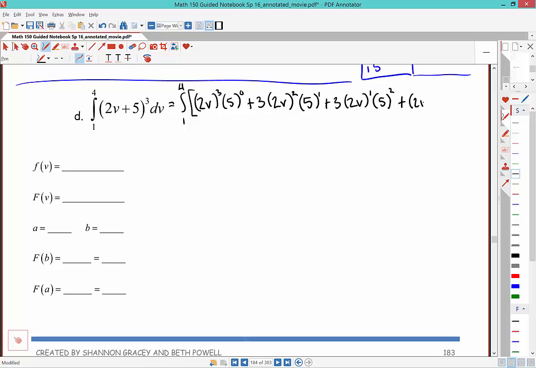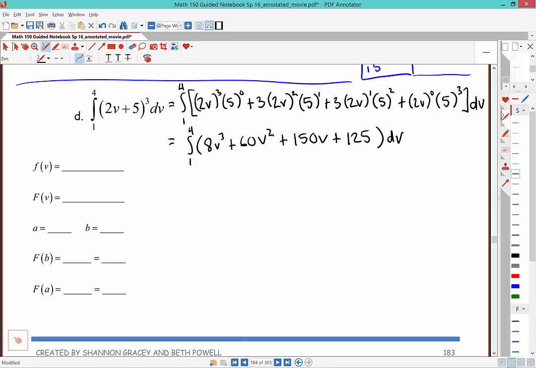So this will be the integral from 1 to 4 of. That's going to give us 8v cubed plus, let's see, we'll have 4 times 5 is 20, so 60v squared plus 25 times 6 is 150 times v, and then plus 125. Good so far? So our function we found to be 8v cubed plus 60v squared plus 150v plus 125. Our A is 1, our B is 4. We're going to need to find that antiderivative and evaluate it at 4, and then evaluate it at 1.